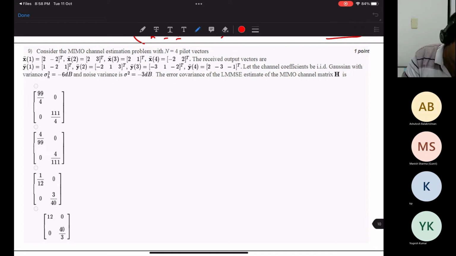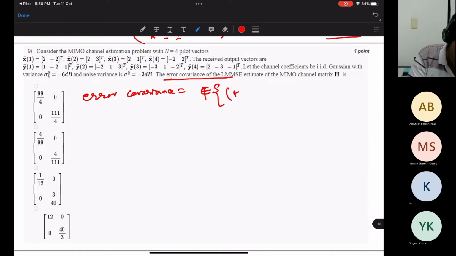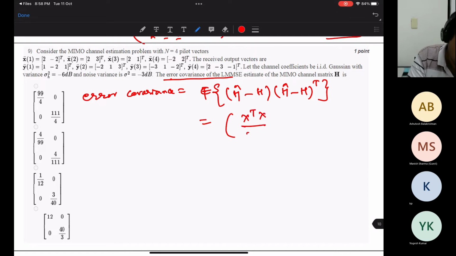Question 9. We are now asked what is the error covariance of the LMMSE for the MIMO channel estimation. We still have X and Y as in the previous question. The error covariance is given as the expectation of (H hat minus H)(H hat minus H) transpose, and as in the lectures, it is the inverse of X transpose X over R sigma squared plus I over R sigma_H squared.